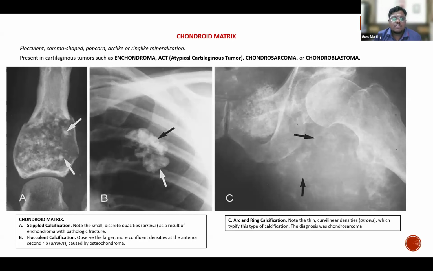Don't ever get confused between chondroid matrix and osteoid matrix. Osteoid matrix will be cloud-like, amorphous, diffusely dense, whereas your chondroid matrix will be speckled. It will be like dots or dashes, or rings and arcs, or like commas, or they will be popcorn-like flocculent type of calcifications. So these will tell what is the possible histological component of your lesion.